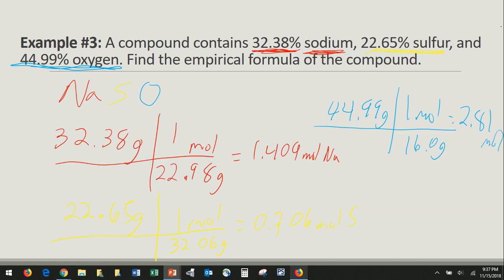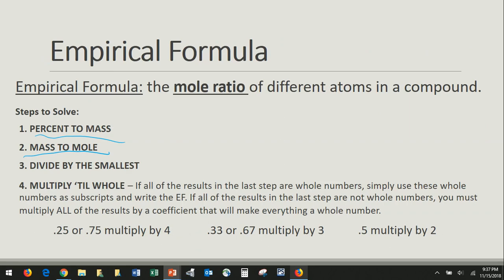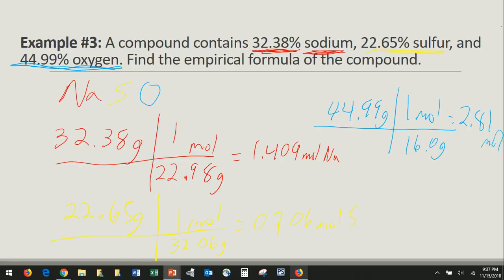Oxygen is the last one, so that's 16 grams in 1 mole. And that'll give us, so 44.99 divided by 16, 2.81 moles of oxygen. All right. So then the next step is divide by the smallest number. So of these moles, 1.409, 0.706, and 2.81, the sulfur is the smallest. So we're going to divide everything by that.